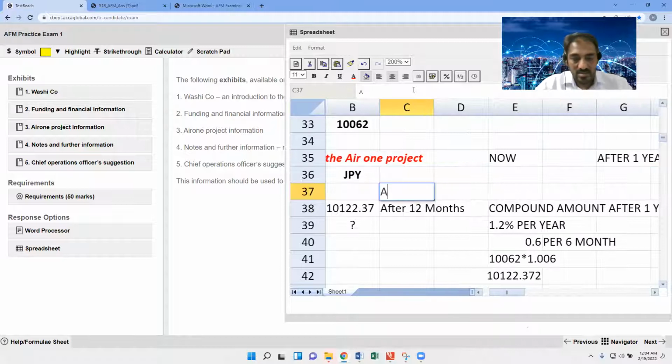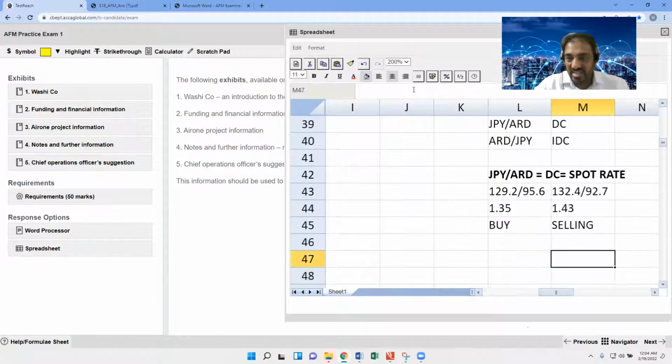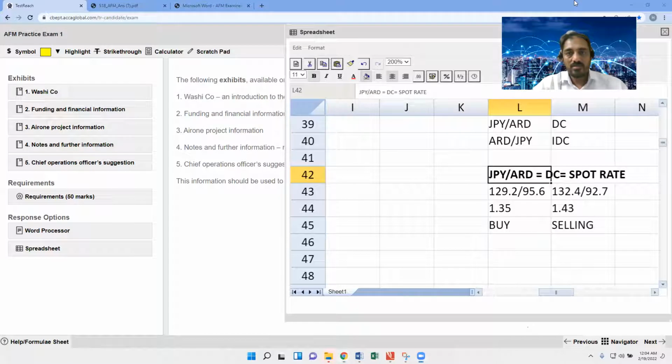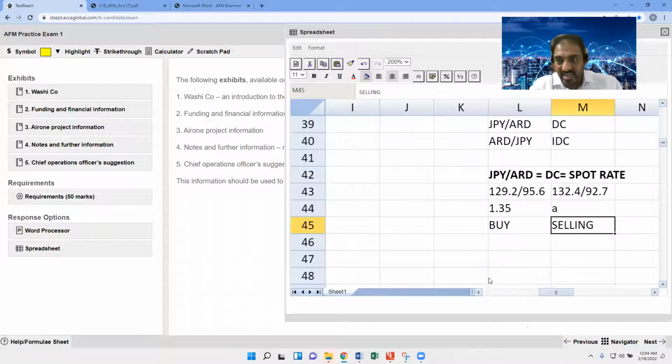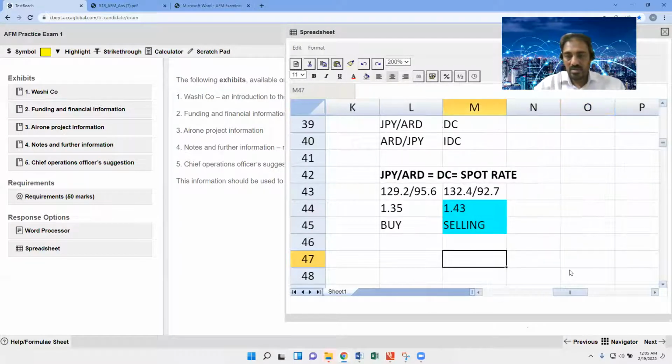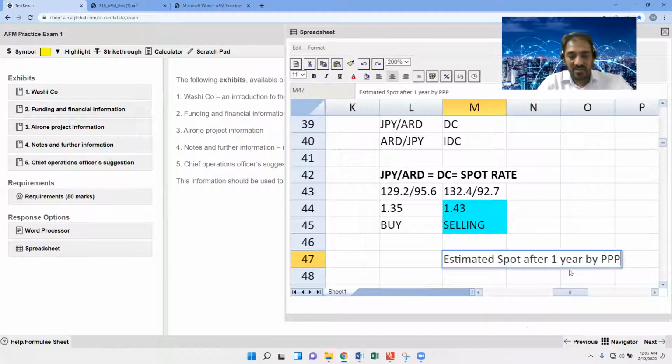Same case here, this amount is also required after 12 months. But my question is, whatever cross rate we have calculated, is this a spot rate or 1 year after? Do reply. Is this spot or 1 year after? Spot. And the relevant rate is this selling rate. This is the relevant rate. Estimated spot after 1 year by purchasing power parity theory.